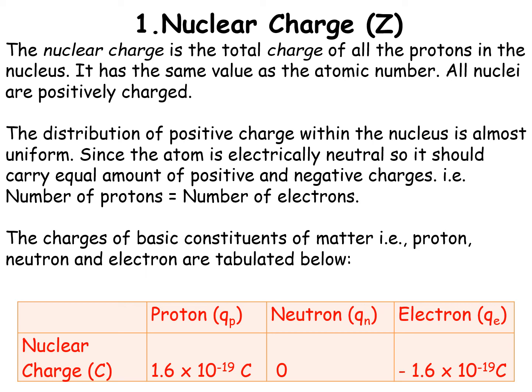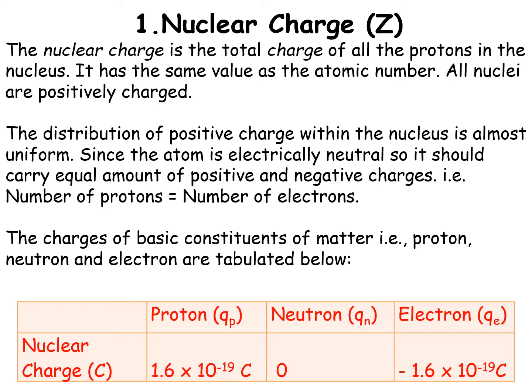So let's start with the first property, that is nuclear charge. Nuclear charge is the total charge of all the protons in the nucleus. It has the same value as the atomic number. All the nuclei are positively charged because they consist of positively charged protons, while the neutrons are electrically neutral. The distribution of positive charge within the nucleus is almost uniform.